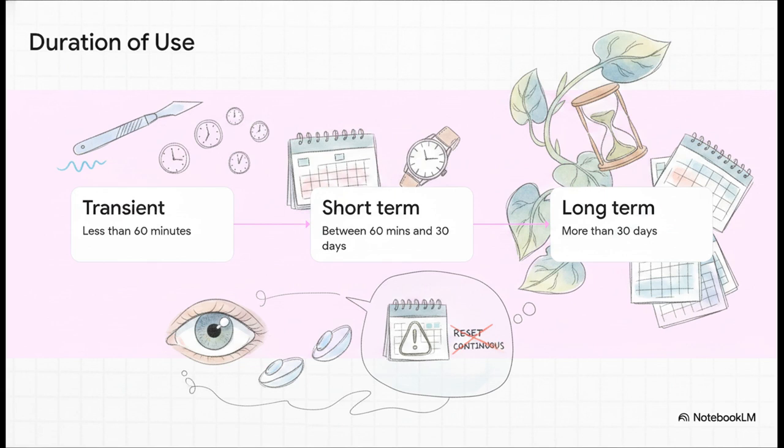But hey, watch out for this massive trap. Continuous use literally ignores temporary removal. If you take out a contact lens overnight just to clean it, the clock doesn't reset. The specified time period of uninterrupted wear continues. This is exactly why short-term transient devices have vastly different regulatory burdens compared to long-term implantable medical devices.